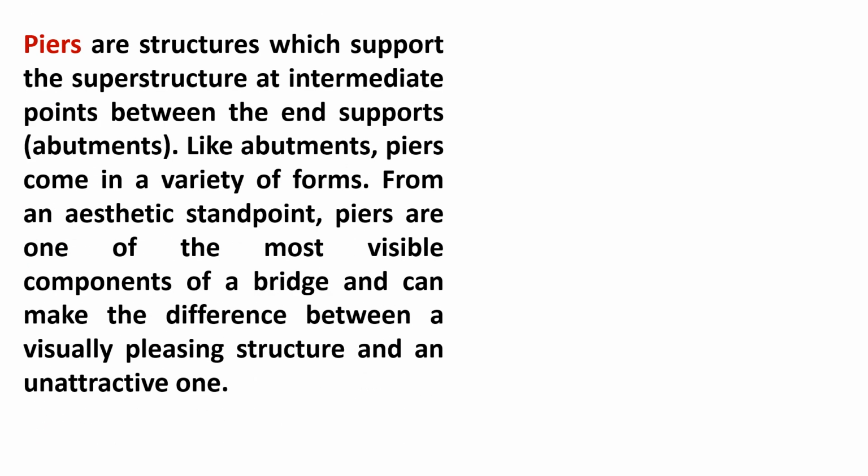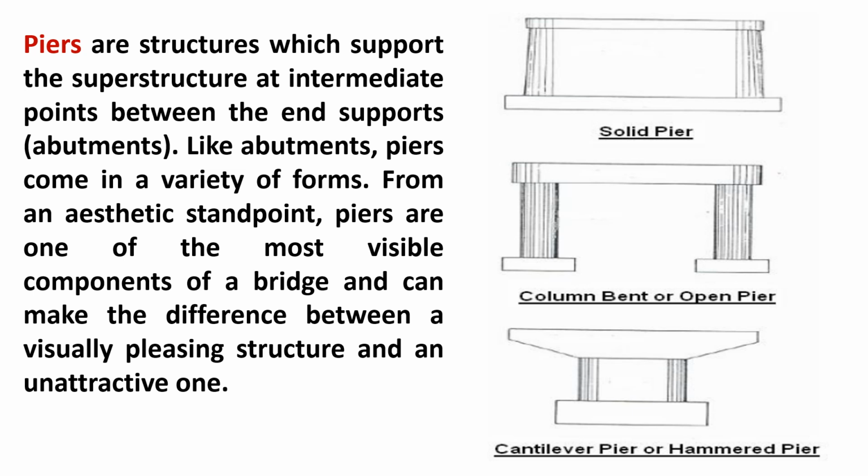Let's now talk about the piers. Piers are structures which support the superstructure at intermediate points between the end supports. Like abutments, piers come in a variety of forms from an aesthetic standpoint. Piers are one of the most visible components of a bridge and can make the difference between a visually pleasing structure and an unattractive one. A pier can actually be a solid pier, column bent or open pier, or a cantilever pier or armored pier.